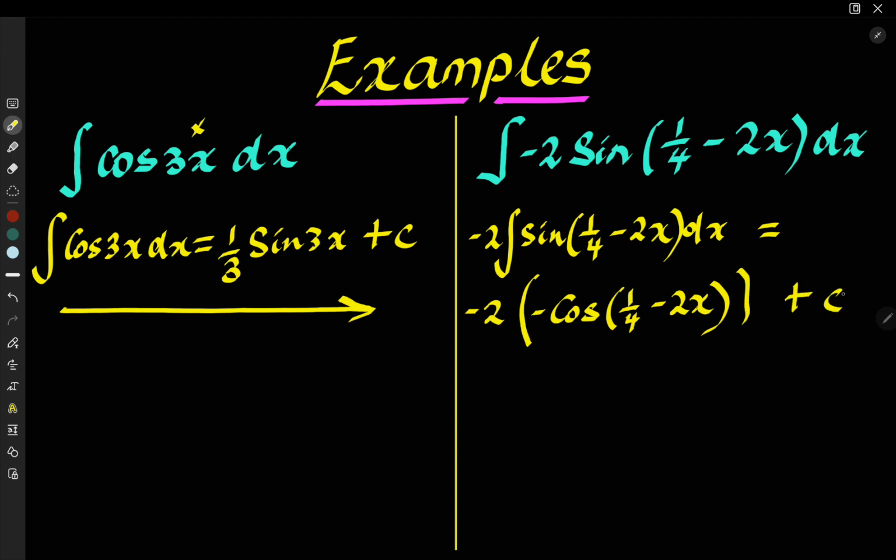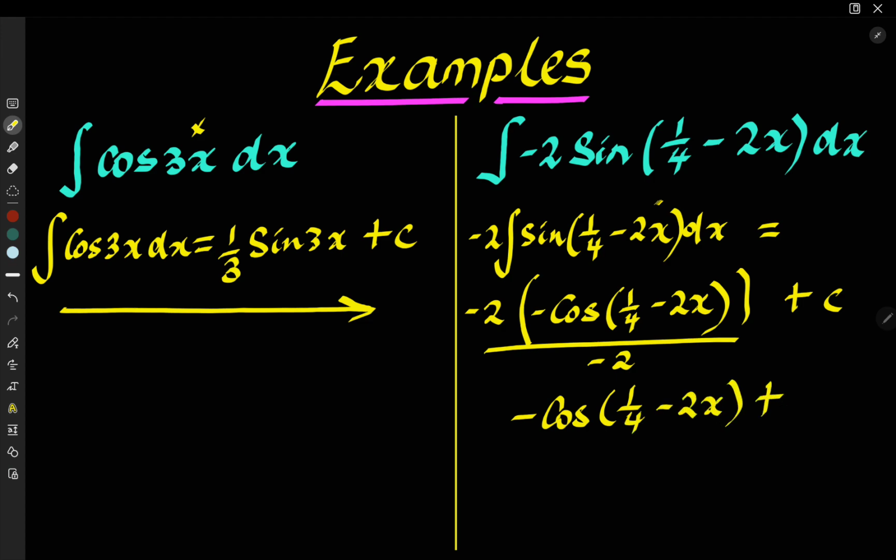But before we do that, remember, we want to divide by the coefficient of x. In this case, the coefficient of x is negative 2, so we divide this whole thing by negative 2. If we divide by negative 2, that negative 2 cancels, and the answer will just be negative cos (1/4 minus 2x) plus a constant c. And that is how you do the integral of negative 2 sine (1/4 minus 2x) dx.